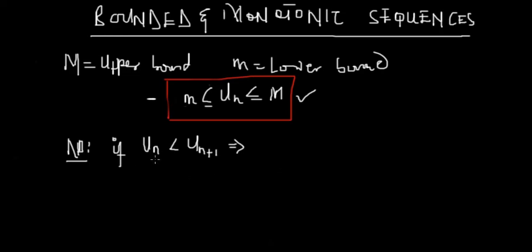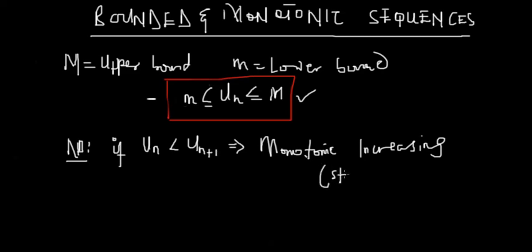Whenever you come across a monotonic sequence and the initial term is less than the term with 1 added to the index, it means it is monotonic increasing. In simple terms, whenever you come across un less than un plus 1, it means that you have monotonic increasing. This is strictly increasing, and this is the first point.